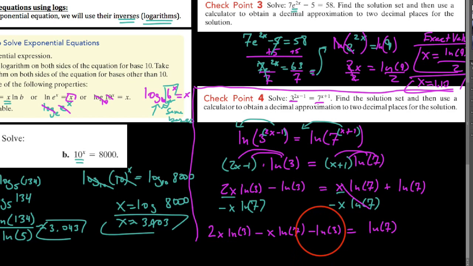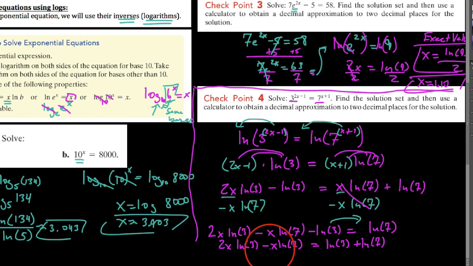So one thing I'm also interested in doing is getting this ln of 3 over to the right side. So we get 2x ln 3 minus x ln 7, and then on the right side, we just have positive ln of 3 plus a positive ln of 7. So here's where the trick comes in, where we're going to get our x out of this. We're going to factor the greatest common factor out of both of these terms.